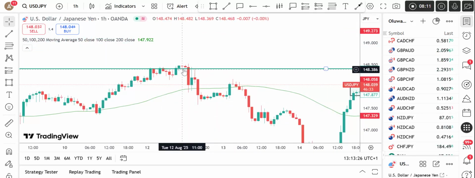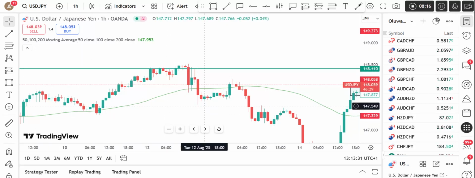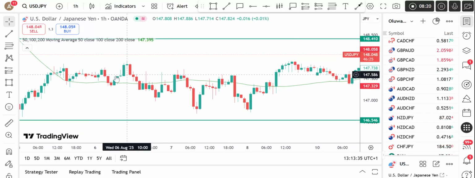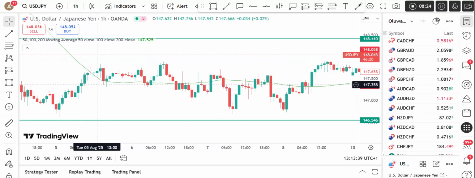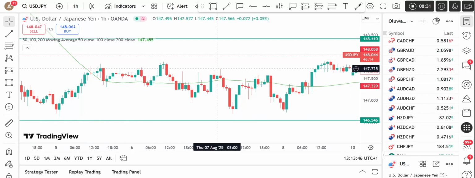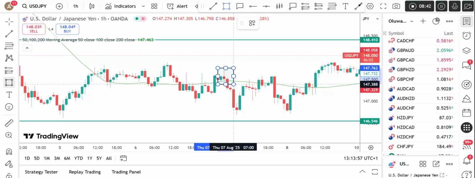There's another one here, and also another. You can also call this a shooting star. This is a shooting star also.